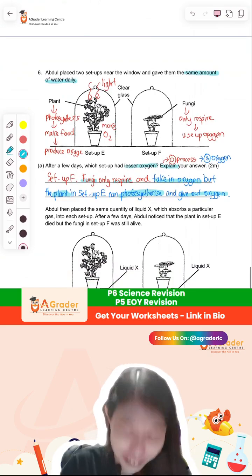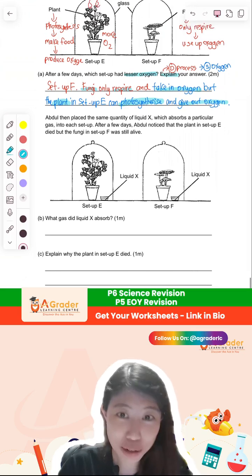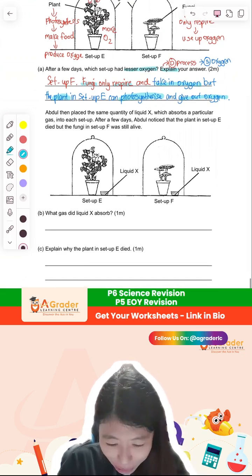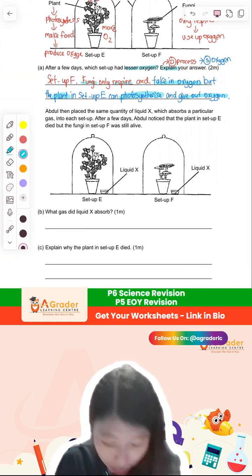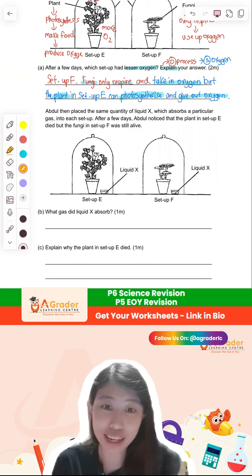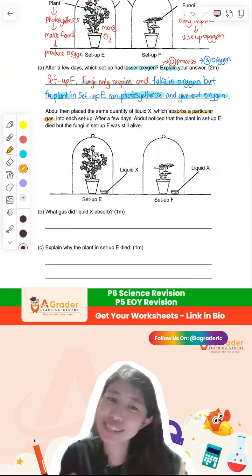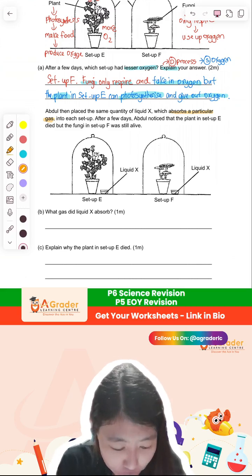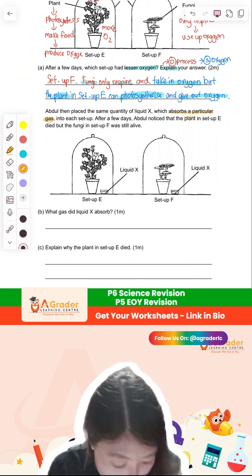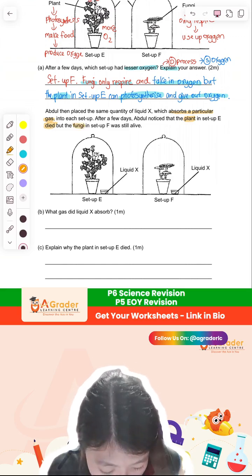Yeah, okay, everyone, let's move on, okay? So let's look at the next one. Last one before we go to our Kahoot. Okay, so Abdul then placed the same quantity of liquid X. Okay, so let's highlight the important things during exams, okay? Absorbs a particular gas. They purposely give you a hint, it's a type of gas that is going to absorb. All right, and after a few days, the plant died, but the fungi was still alive.